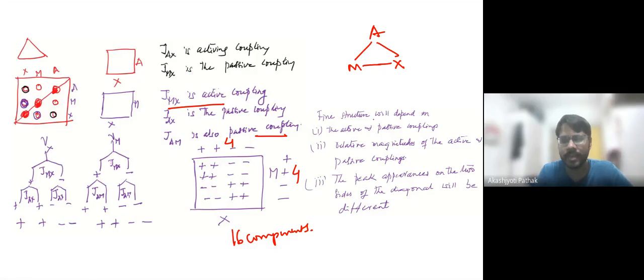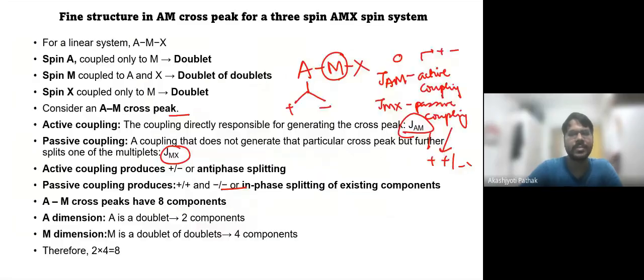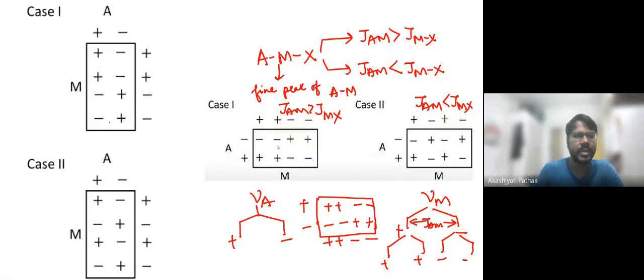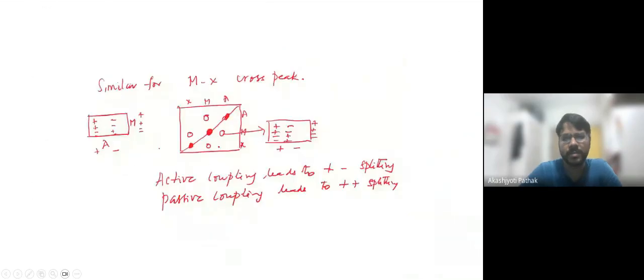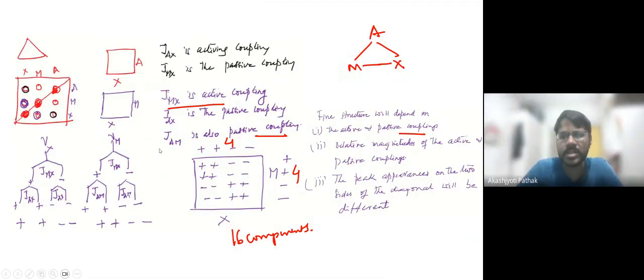Now, another important point is that the fine structure will depend on the active and passive coupling, right? The fine structure depends on which one is the active coupling and which one is the passive coupling, and on the relative magnitude of the active and passive coupling. It will also depend on the peak appearance on the two sides of the diagonal. If the two sides are different, then it will again give you different types of fine peak structure.